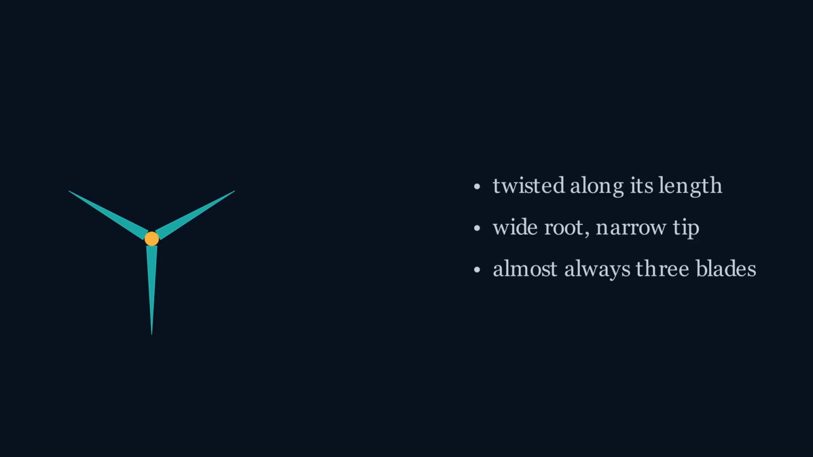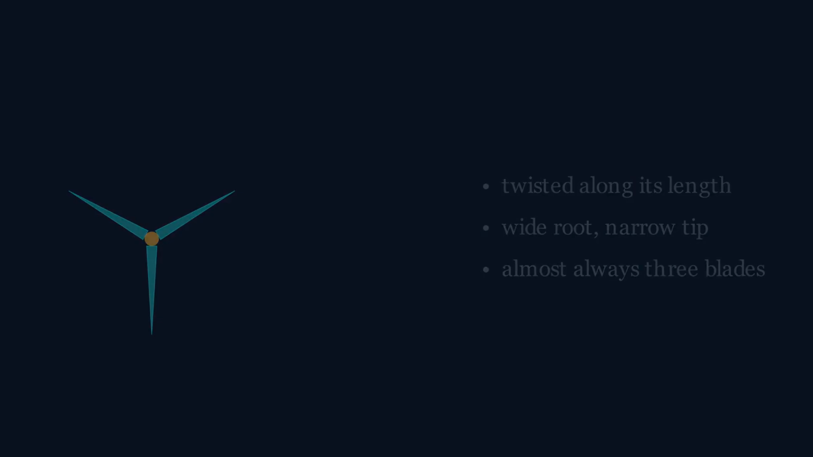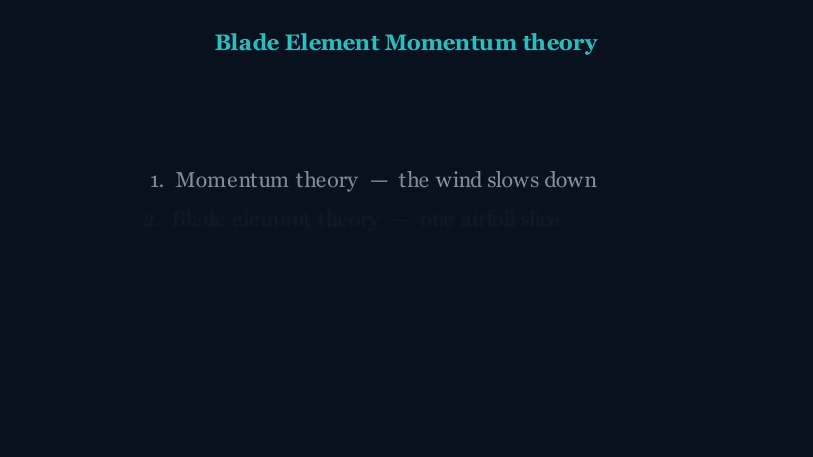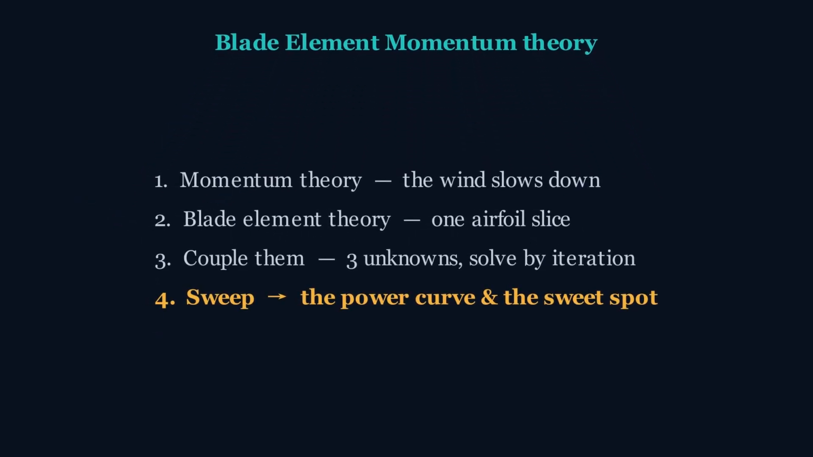None of that is by accident. Every one of those features falls out of a single piece of engineering, the theory that tells us how much power a blade pulls from the wind, and what shape pulls the most. It's called blade element momentum theory. We'll build it from 2 simpler ideas, momentum theory and blade element theory. Watch them locked together into a system Python can solve by iteration, and finish by computing the power a real rotor captures. Let's get into it.